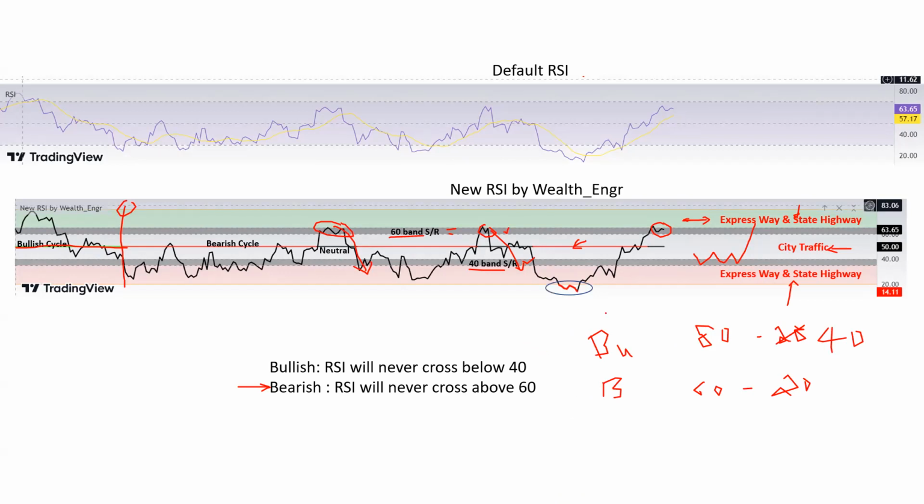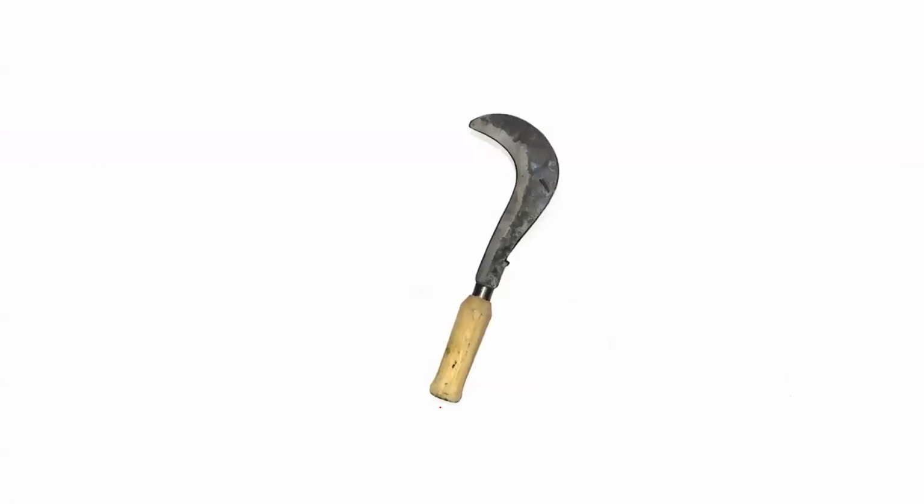There is one more functionality: whenever RSI crosses below 20 or above 80, the black line of RSI will turn red. That means you should not go aggressively short. It is time for the reversal. Always try to understand this point: whenever RSI crosses below 20 or above 80, it will turn red, so you should not go into aggressive mode. That is what it means. This is the tool which I will try to give you.